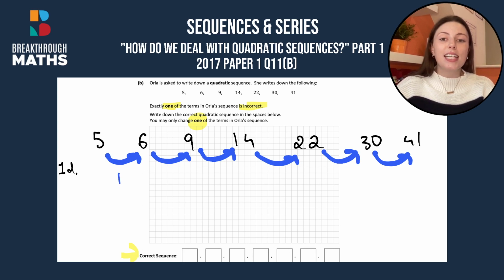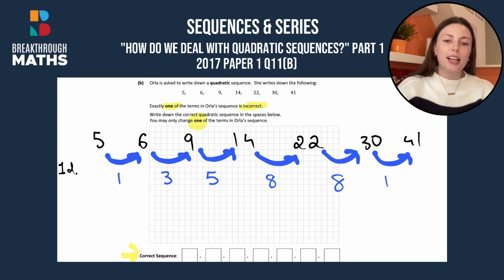The difference between 6 and 9 is going to be 3. The difference between 9 and 14 is going to be 5. The difference between 14 and 22 is 8. The difference between 22 and 30 is also 8. And finally, the difference between 30 and 41 is 11. So they are our first differences there.